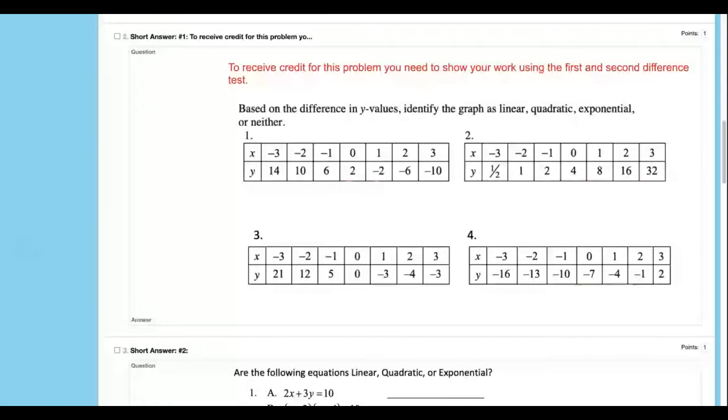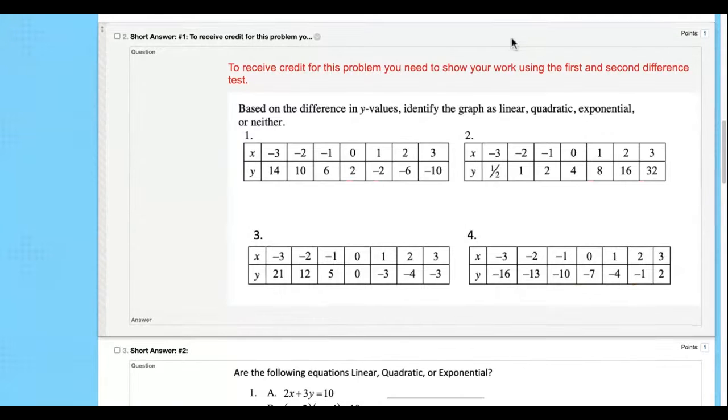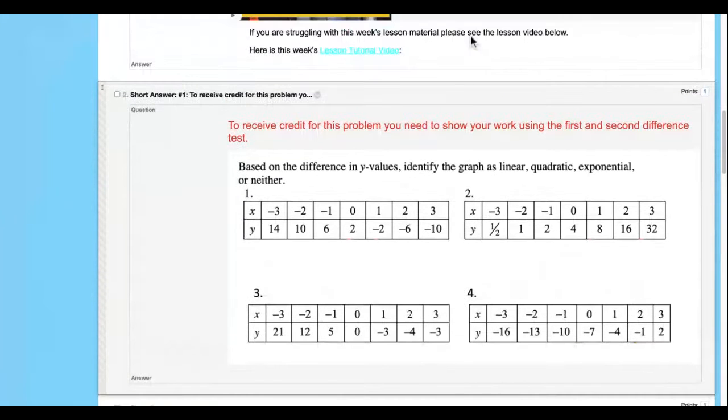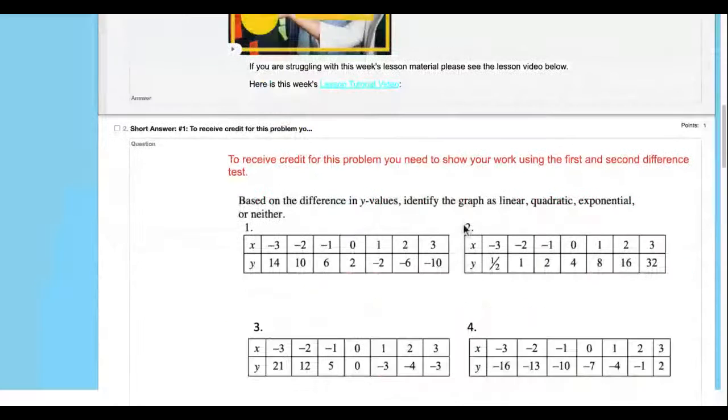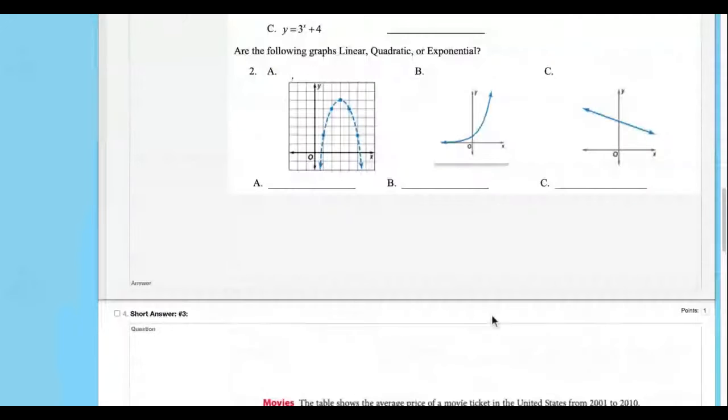It's 4 sets of data. You just tell me linear, quadratic, or whatever. But if you want to do the Jamboard, all you do is you just go up here where it says assessment 7A. You can click on that, and that will give you the Jamboard for the week. Now, what is the Jamboard? The Jamboard is exactly the same as this. The only difference with the Jamboard is you can write on it.